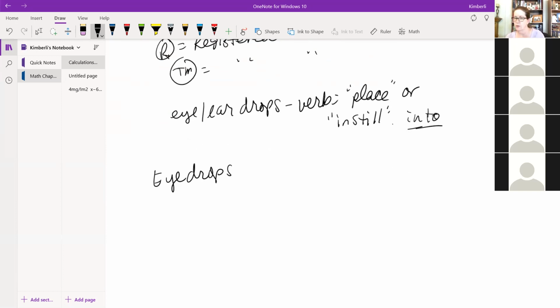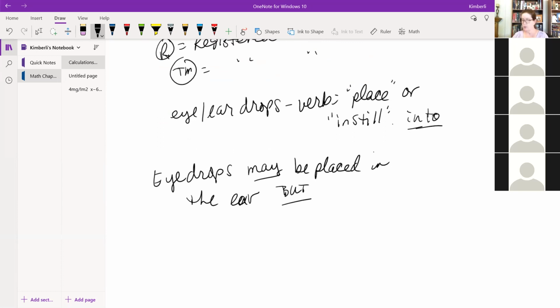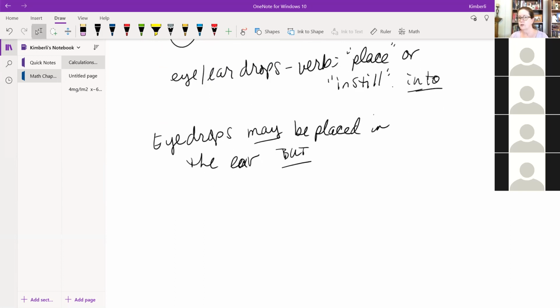Can you use eye drops in the ear? Maybe. Yes, eye drops can be used in the ear if the doctor tells you to, okay? So I'm not saying go get some eye drops and put them in your ear. They can prescribe eye drops to be used in the ear, but ear drops may not be placed in the eye.